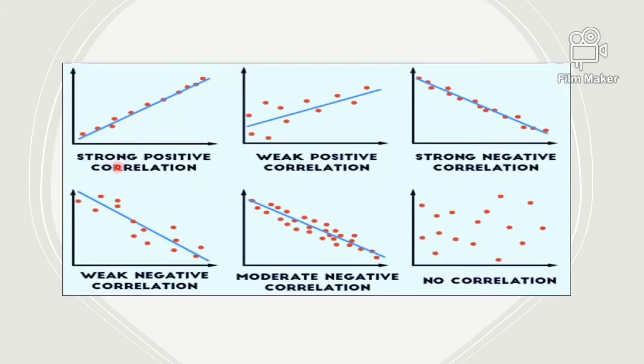So you have strong positive correlation. This is what you call the scatter plot lines. We have the strong positive correlation, weak positive correlation, strong negative correlation, weak negative correlation, moderate negative correlation, or no correlation.